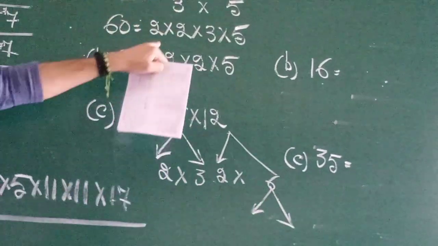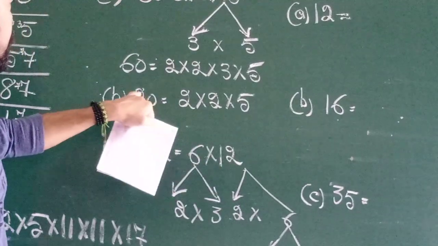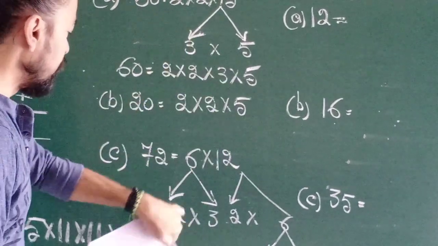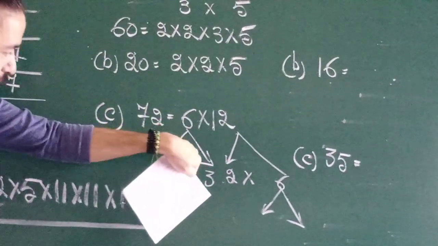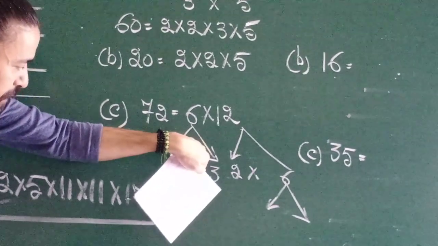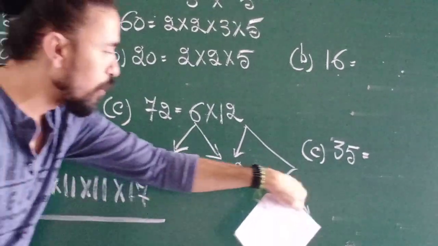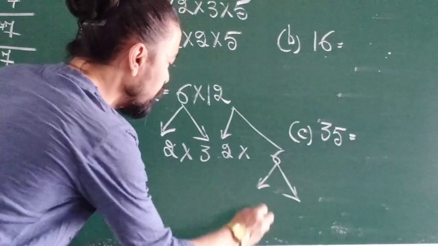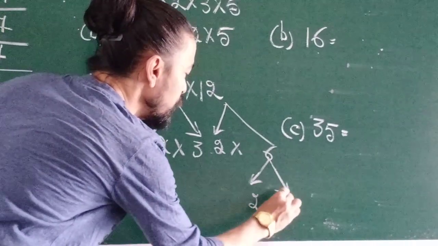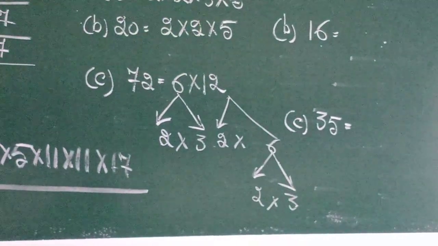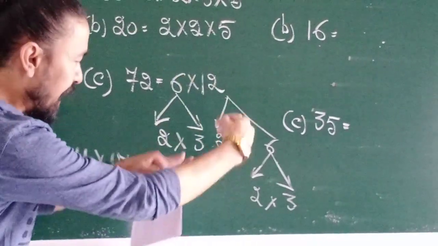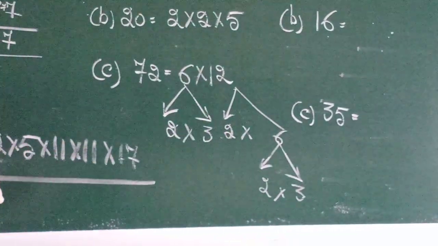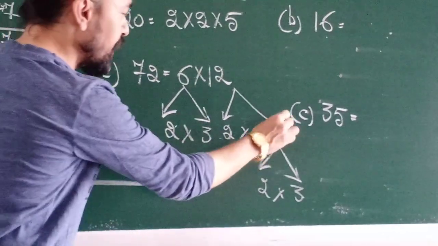If you look at your previous sum, not the previous sum, the same sum, here, I have split 6 into 2 into 3. So here also I can split 6 into 2 into 3. So 2 into 3. Now what remains at the end of the arrows have to be copied. At the end of the arrows.